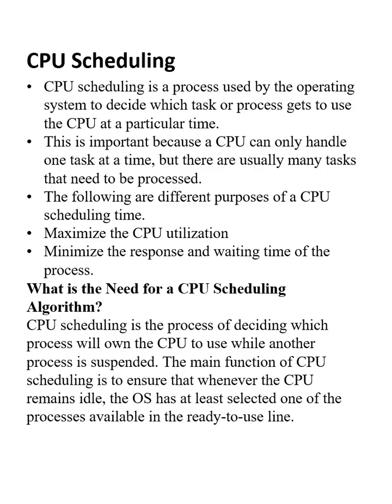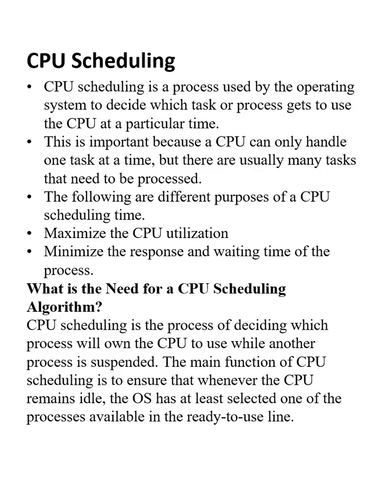This is important because a CPU can only handle one task at a time, but there are usually many tasks that need to be processed. So the purpose of CPU scheduling is to maximize CPU utilization and minimize the response and waiting time of the processes. It decides how efficiently we can use the OS with the processes we can schedule. So this is called CPU scheduling.